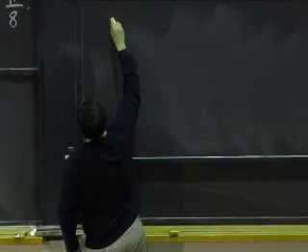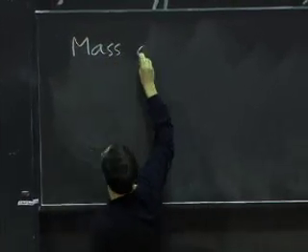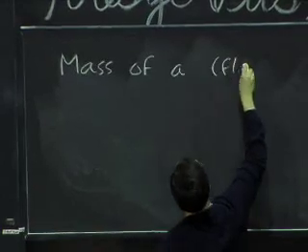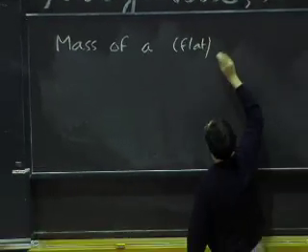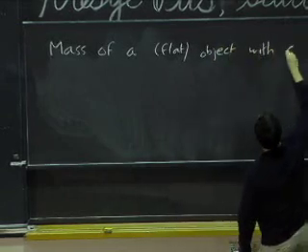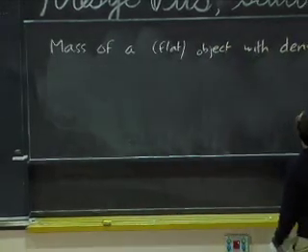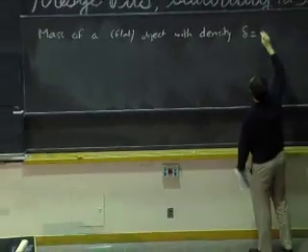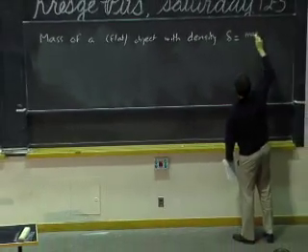So you can get the mass of a flat object with density. Let's use delta for density, which is the mass per unit area.